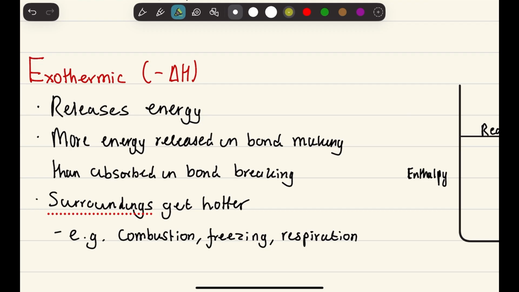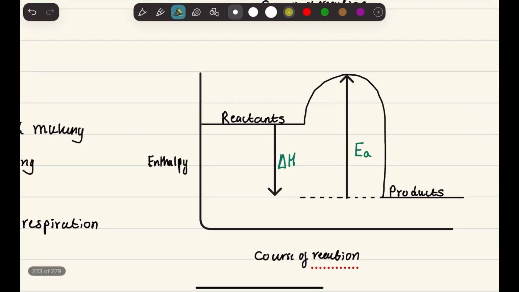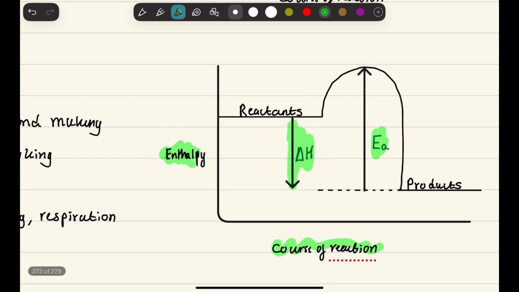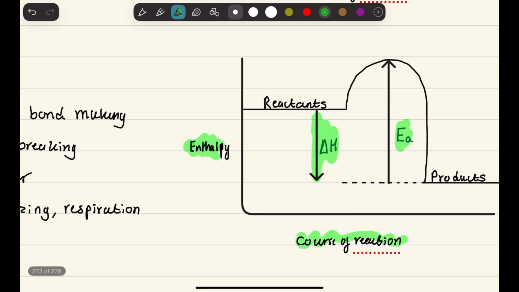Yeah? Cool. And there's the energy profile here. So you can see this time, let's do a different color, this time the enthalpy is actually going down. So it's a negative enthalpy, right? And your activation energy is a lot bigger. So let's actually talk about that activation energy. And also, just to point out, you've got enthalpy on the y-axis and then the course of reaction or time on the x. Yeah? Just so you know for your enthalpy profile diagrams.